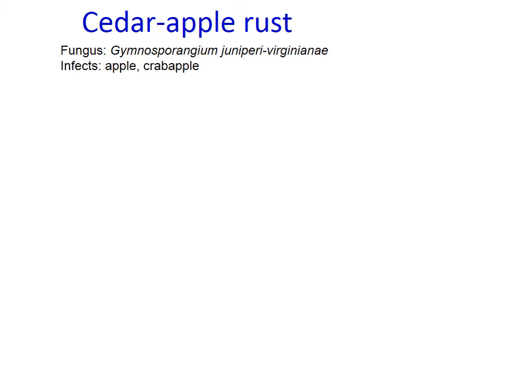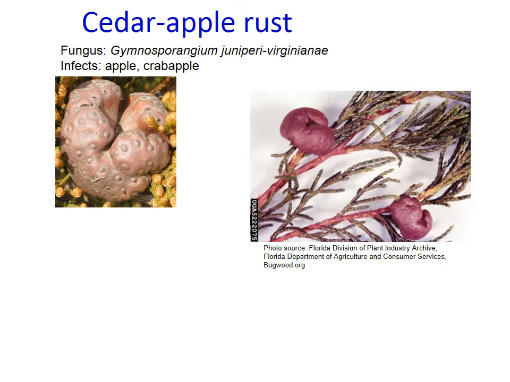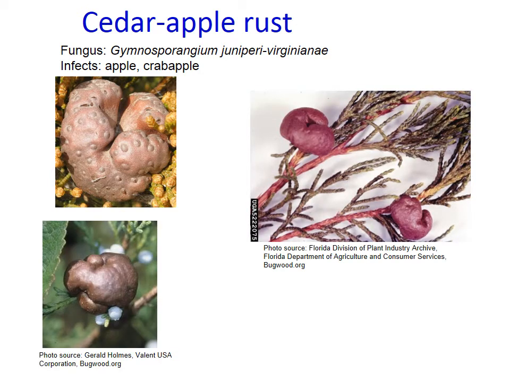So we'll start with cedar apple rust. The fungus is Gymnosporangium juniperi virginiani, and this one affects junipers. And then as far as the apple hosts, the primary hosts are apples and crabapples. So in the winter and early spring, what you'll see are these brown brain-shaped galls on the junipers, and they're maybe an inch or 2 in diameter. So again, this is what we see in the winter.